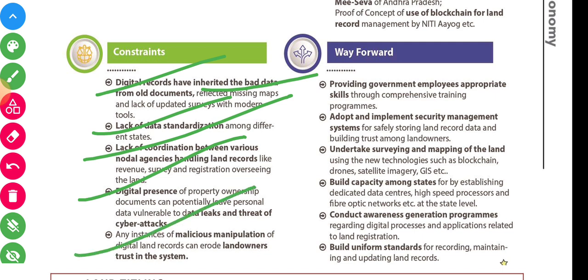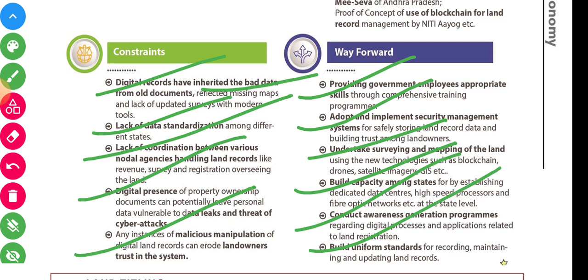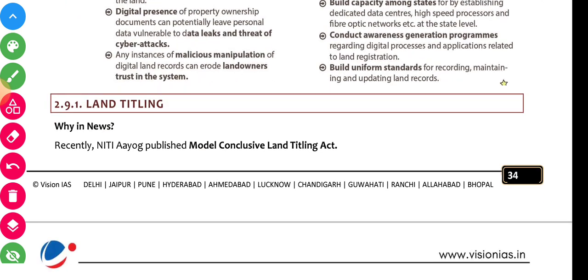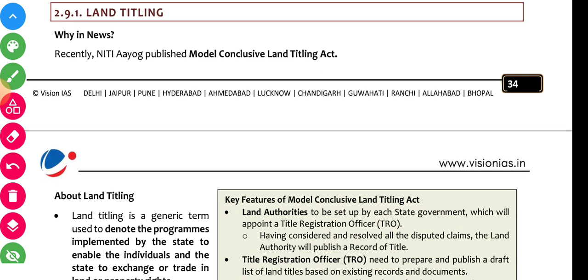What is the way forward? Providing government employees appropriate skills, adopt and implement security management systems, undertake surveying and mapping of the land, build capacity among states, conduct awareness generation programs, build uniform standards for recording, maintaining and updating land records. So these are the way forward related to land records modernization in India.